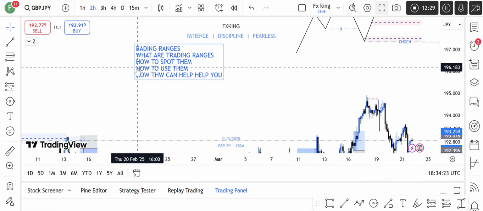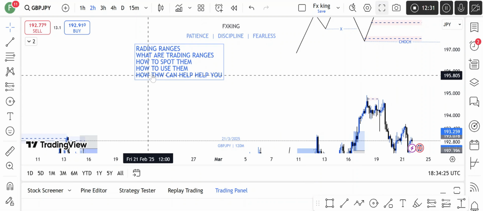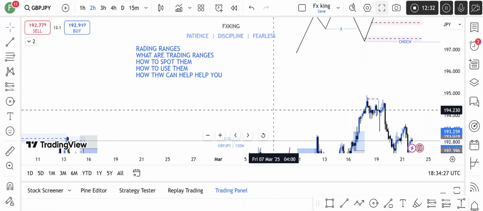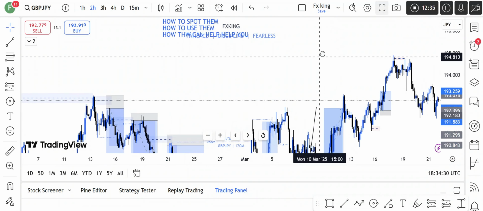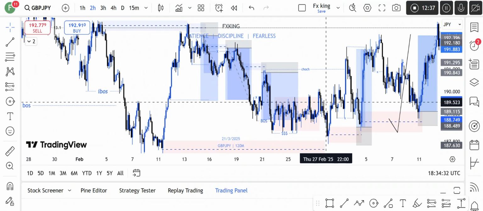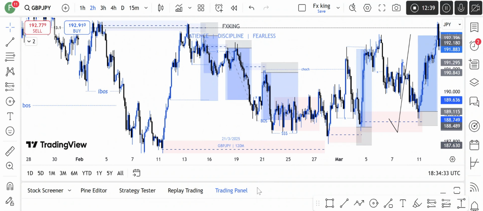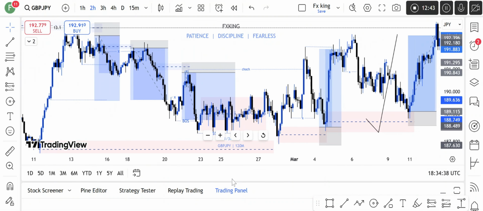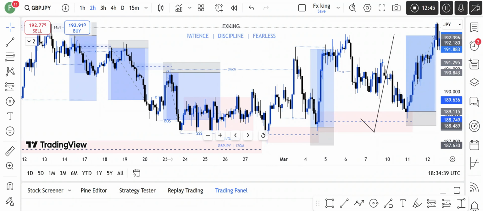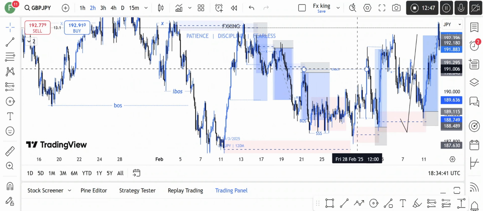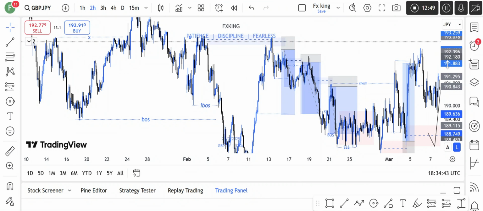So we have gone through how to spot trading ranges, and we have gone through how to use them. Now we need to show how we can implement this on the charts. Let me start with this here.